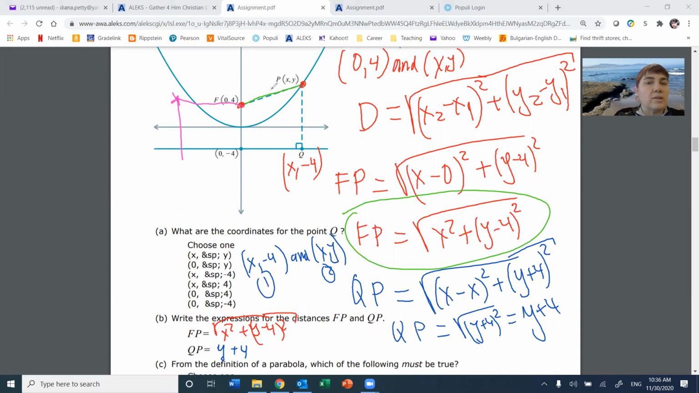Always the distance to the focus would equal the distance to the directrix. This is the definition, this is how we define it. This is what we call a parabola. If it was a circle, a circle is the collection of all the points which are equal distance to the center. This is how we define those figures.